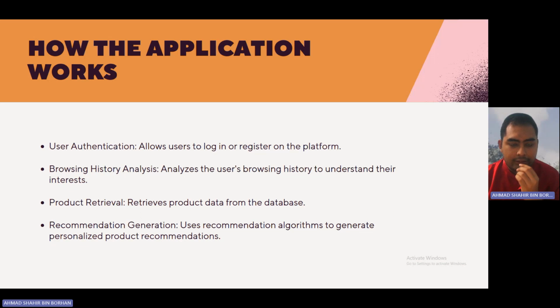Product retrieval retrieves product data from the database. A hash map can be used to store product data, where each product is mapped to its unique identifier, for example, the product ID. Then recommendation generation uses a recommendation algorithm to generate personalized product recommendations. We can use trees, such as binary search trees or balanced trees, to organize and manage product data for efficient recommendation generation.